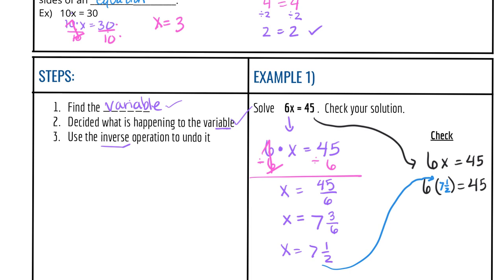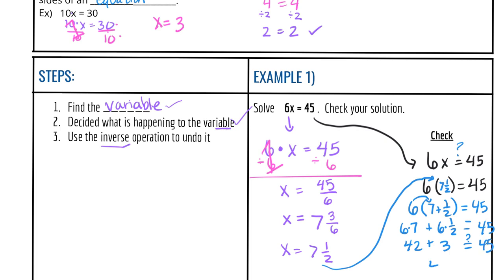So now I need to multiply. Remember that this is 6 times 7 plus 1/2, and we can use the distributive property to do this, right? So 7 times 6 is 42, plus we have 6 times 1/2, and 6 times 1/2 is 3. So we're trying to see, does this equal 45? 42 plus 3 is 45. So 45 equals 45, and that checks.